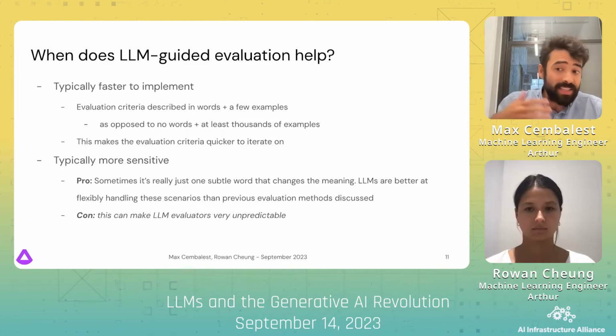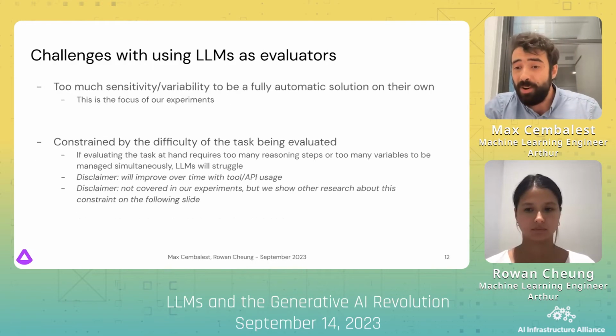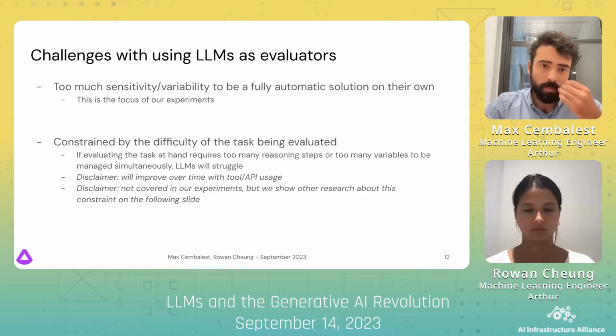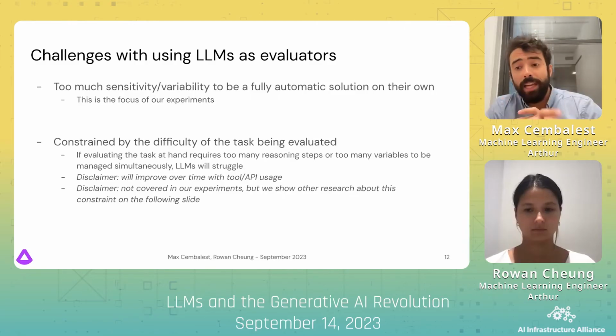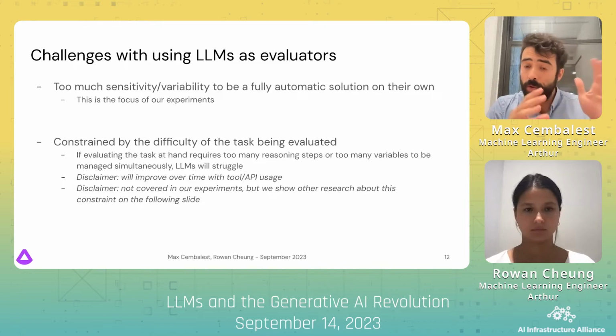But this extra sensitivity that LLM guided evaluation presents can also make it unpredictable and variable. So there are two basic challenges that we want to highlight here. LLMs as evaluators are very sensitive and very variable depending on all the different ways you could set up LLM guided evaluation. The experiments that we're going to discuss in a bit really touch on that variability.